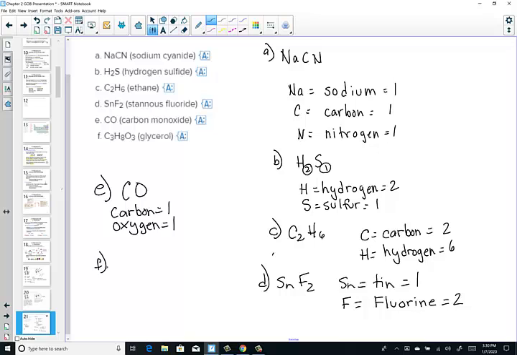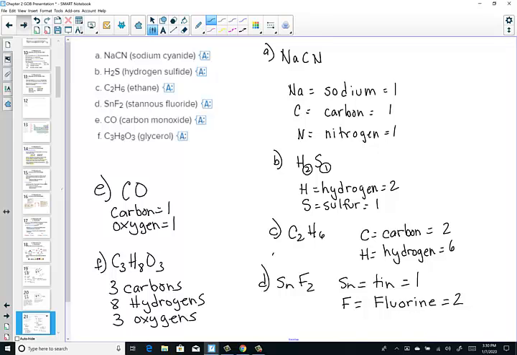And letter F, glycerol is how you say that. C3H8O3. We have 3 carbons, 8 hydrogens, and 3 oxygens. So practice really with the periodic table, working to memorize names and symbols, or getting familiar with them, and letting us remember that subscripts tell us how many of each element are present in a compound.